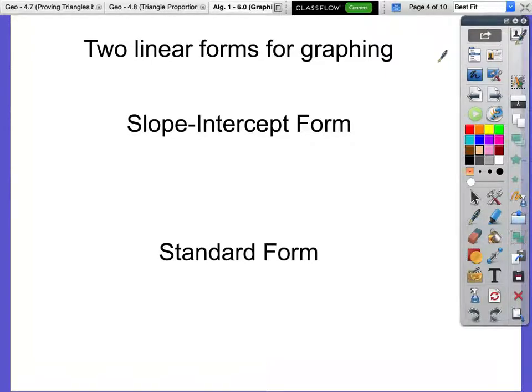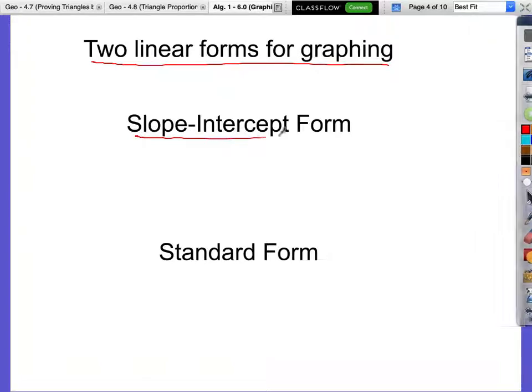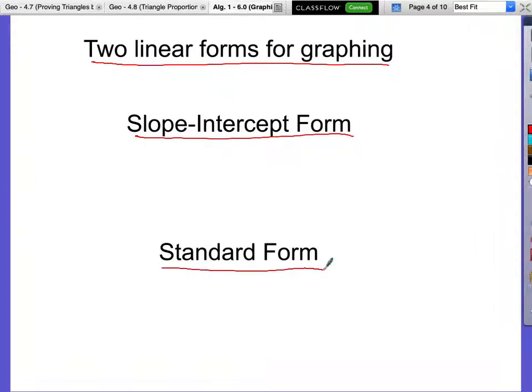Write it, leave a little bit of space either to the right of it or beneath it, so that you can write what it is. Standard form, and once again, leave a little space either to the right or below it, so that we have space to write what it is. So we're going to write this down. Two linear forms for graphing: slope-intercept form and standard form.